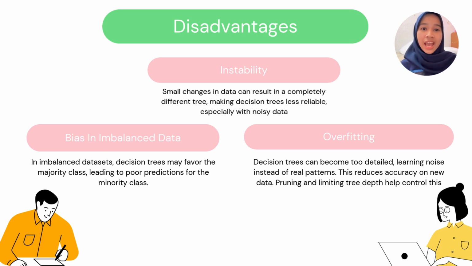Lastly, overfitting happens when the tree becomes too detailed and learns unnecessary patterns. This makes it work well on old data but poorly on new data. To fix this, we can prune the tree, which is to remove extra details or limit its depth.